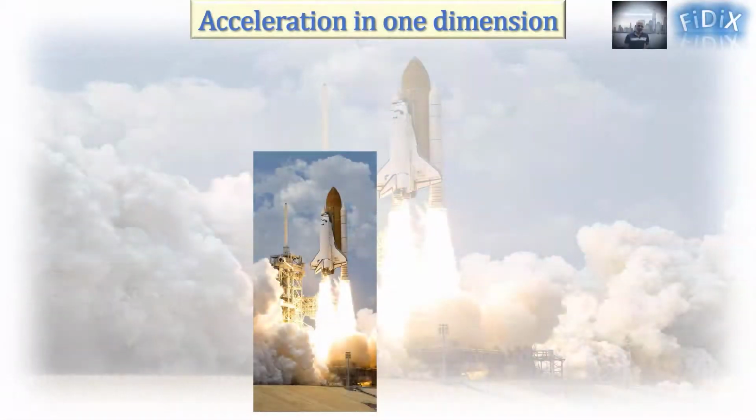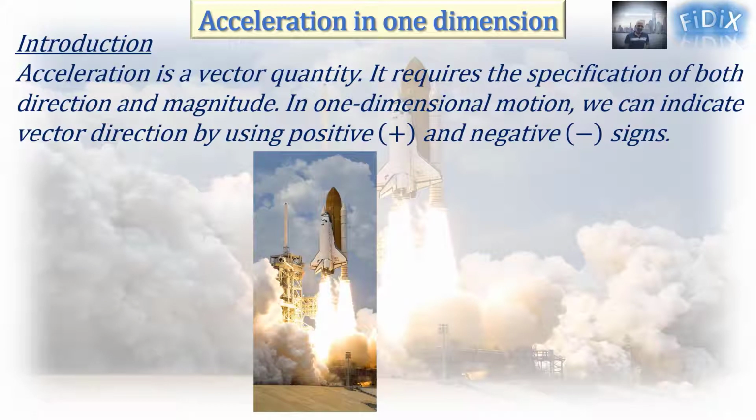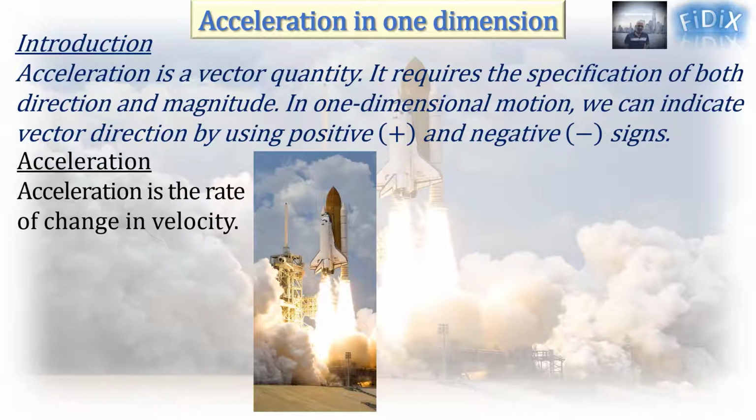In this video, we will talk about the acceleration in one dimension. Acceleration is a vector quantity, therefore it requires the specification of both direction and magnitude. In this video, we deal with one-dimensional motion, thus we can indicate vector direction by using positive and negative signs. Acceleration is the rate of change in velocity.